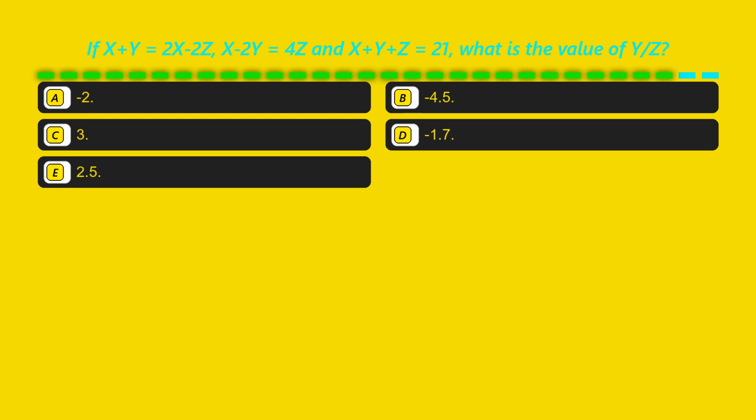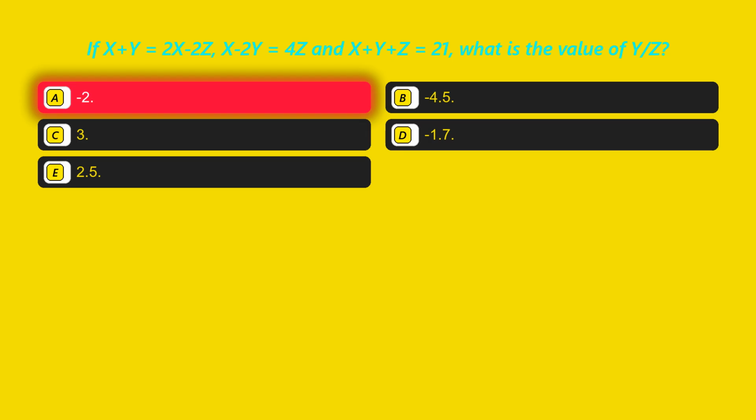Question 2. If x + y = 2x + 2z, x + 2y = 4z and x + y + z = 21, what is the value of y/z? Option A, minus 2. Option B, minus 4.5. Option C, 3. Option D, minus 1.7. Option E, 2.5.